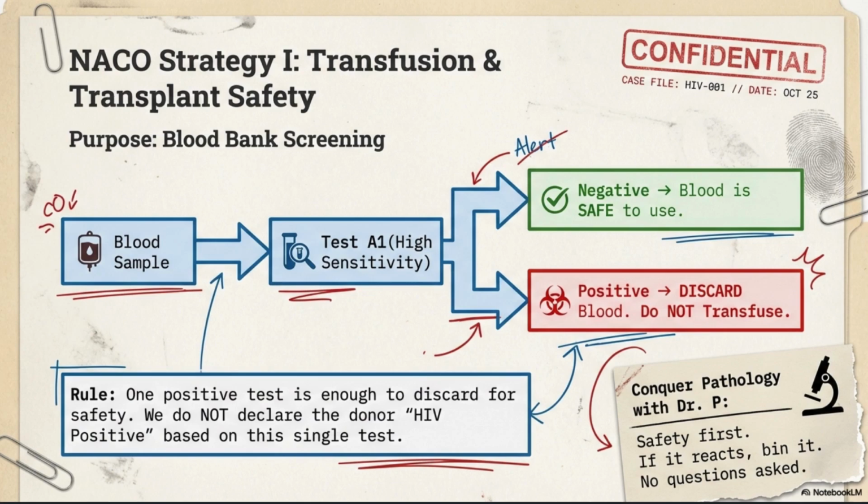Strategy 1 is for blood banks. The goal here is maximum sensitivity. We cannot afford to miss a single drop of infected blood. The protocol here is that we run one test, A1. If it is negative, the bag is safe. If it is positive, discard the bag. We don't confirm it, we just throw it out. We don't diagnose the bag, we protect the supply.